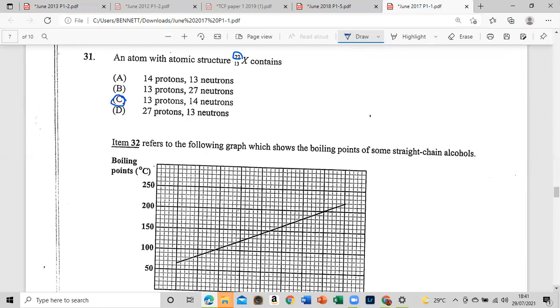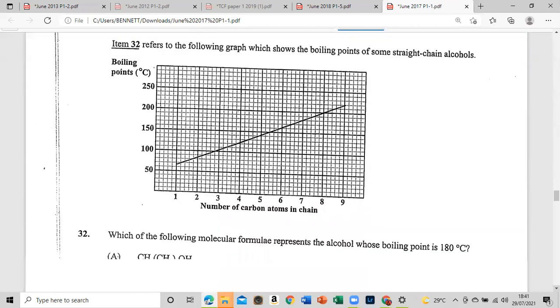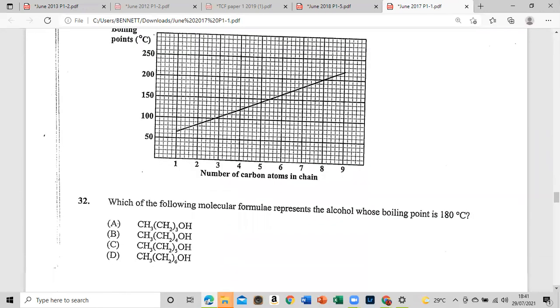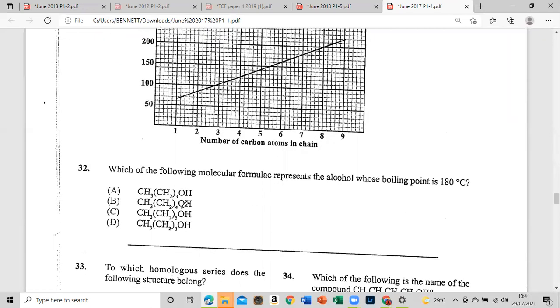Alright, so let's get ready for 32. That one looks very, very familiar. And I'm just going to go straight to the answer. We have to follow the molecular structure. This is on every paper, guys, 180 degrees, and this is D.